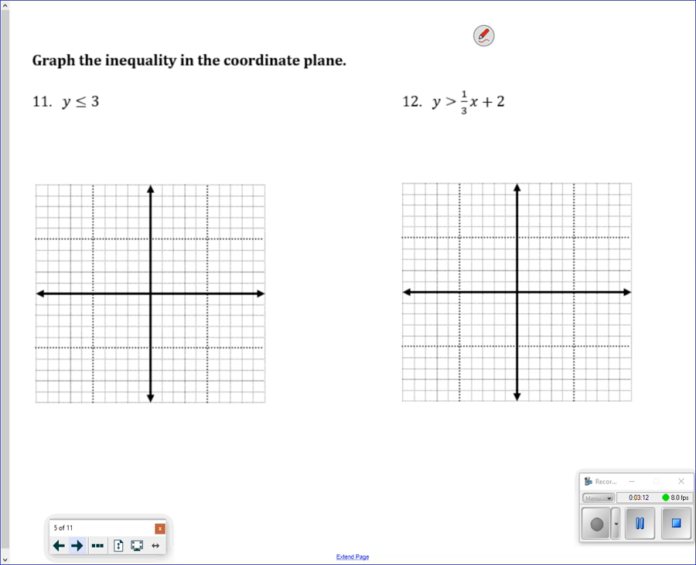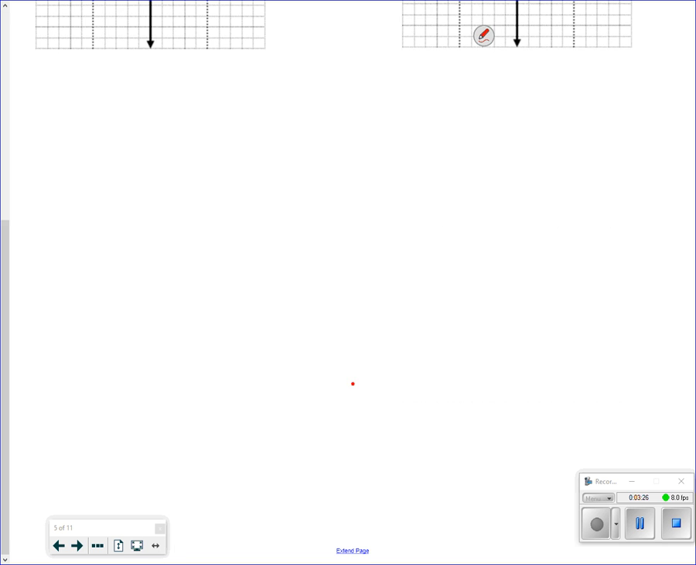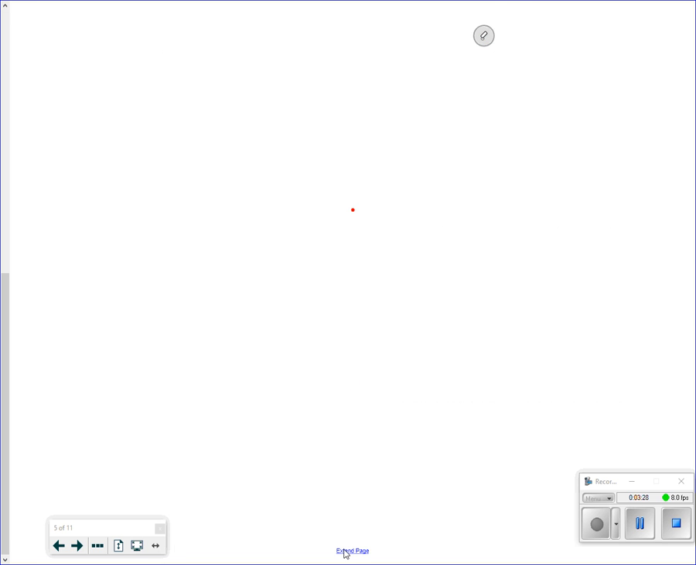Next, we are going to graph y is less than 3. Now, here's what you're going to do in all these graphs. You're going to graph the line, then you're going to decide dashed or solid, and then you're going to decide to shade. So I just put a blank screen up here for a quick second. So first, graph the line.